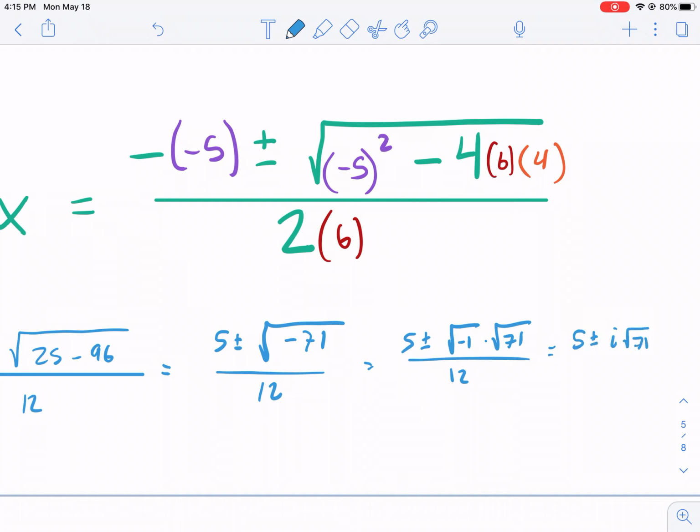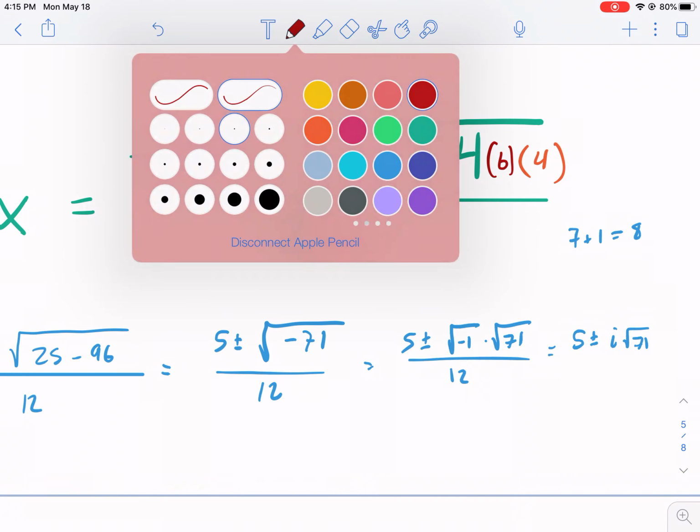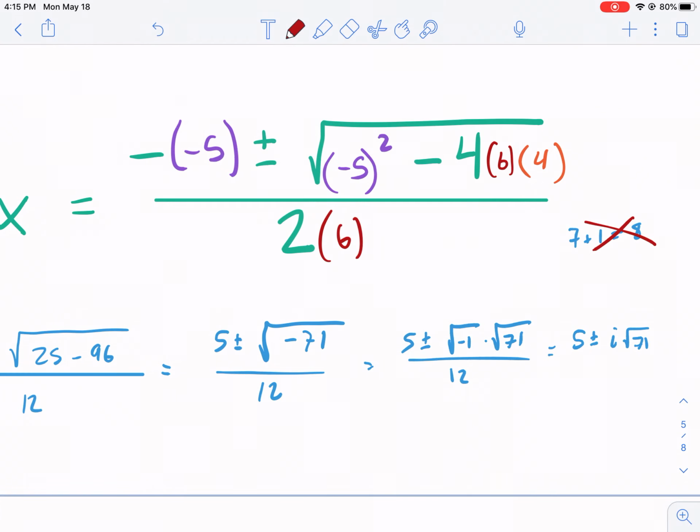Now we need to make sure 71 isn't divisible by any perfect square factors. It's not divisible by 3 because the sum of 7 and 1 is 8, and that's not divisible by 3. That's a little trick I learned. I think it was my 6th grade teacher that taught me that.